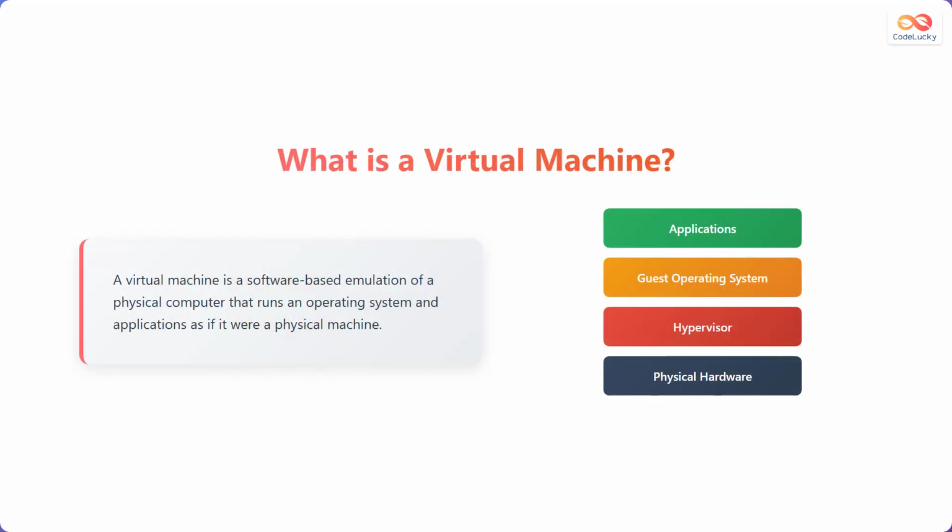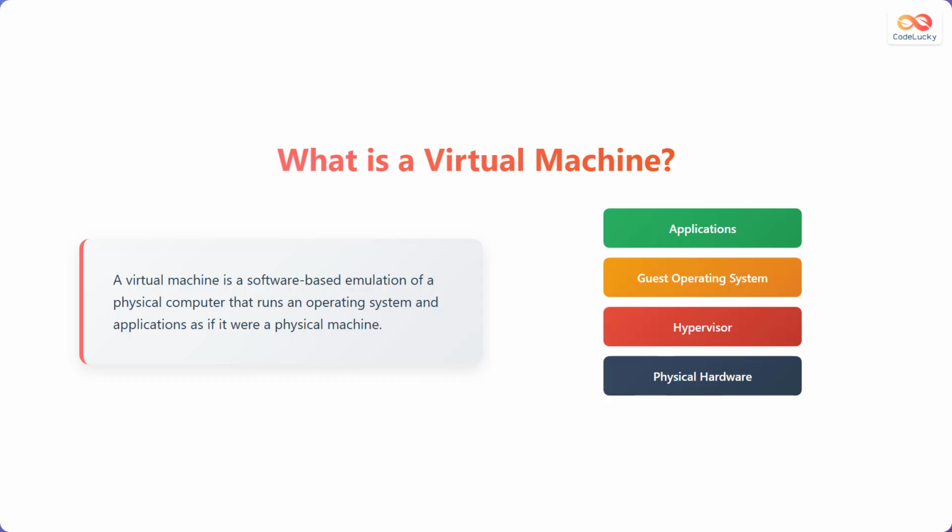So, what exactly is a virtual machine? A virtual machine, often abbreviated as VM, is essentially a software-based emulation of a physical computer. It runs an entire operating system and applications within that operating system, just as if it were running on physical hardware. Think of it as a computer inside a computer.